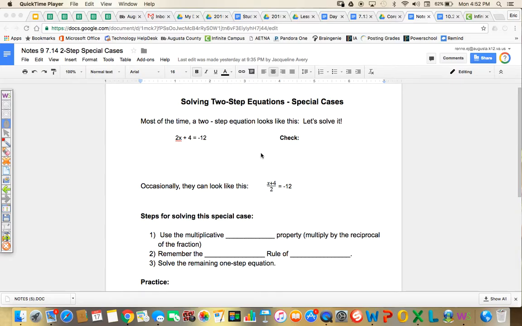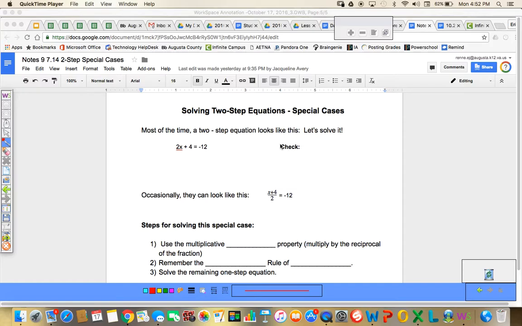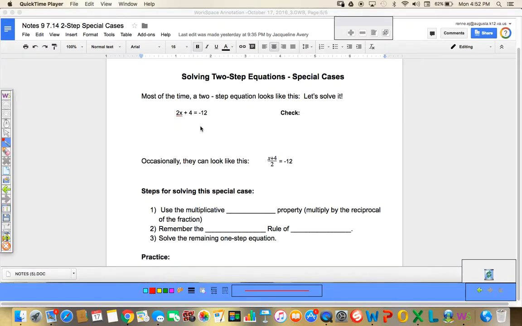Now we are back going over solving two-step equations with special cases. As we learned previously, most of the time a two-step equation looks like this. Let's review this and solve it. The first thing we would do, of course, is circle the variable.